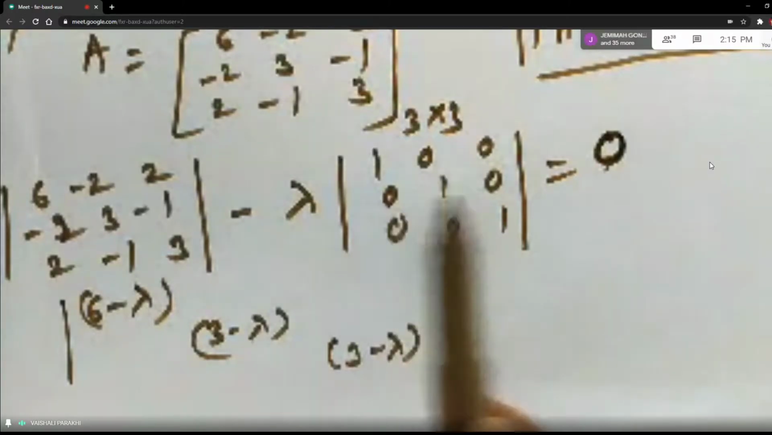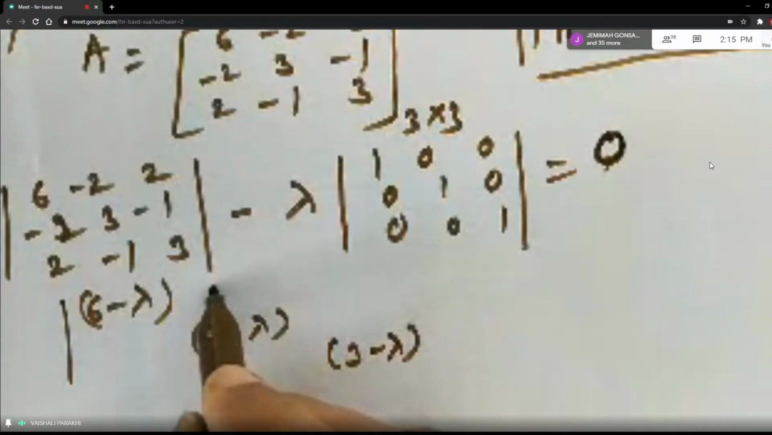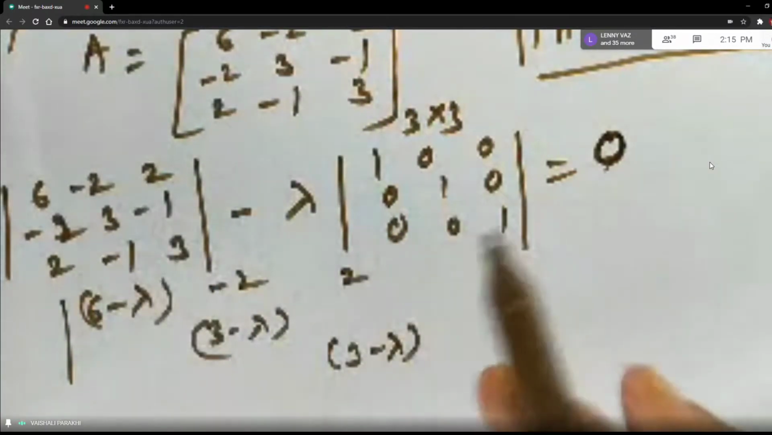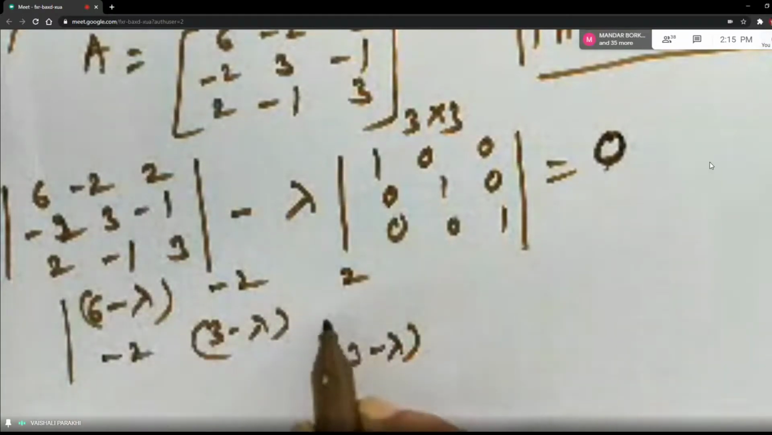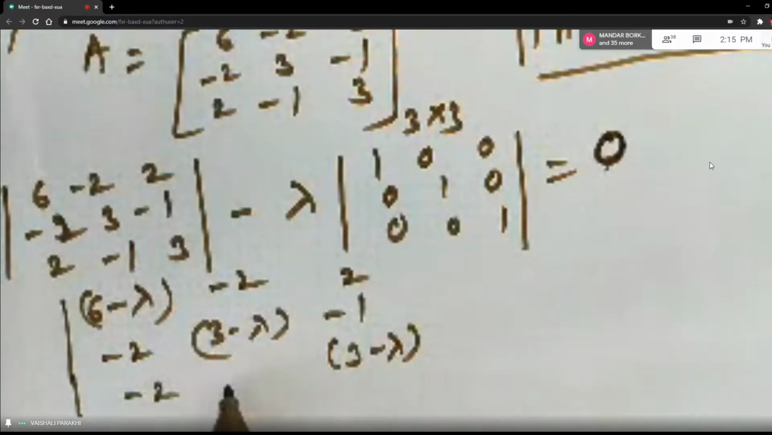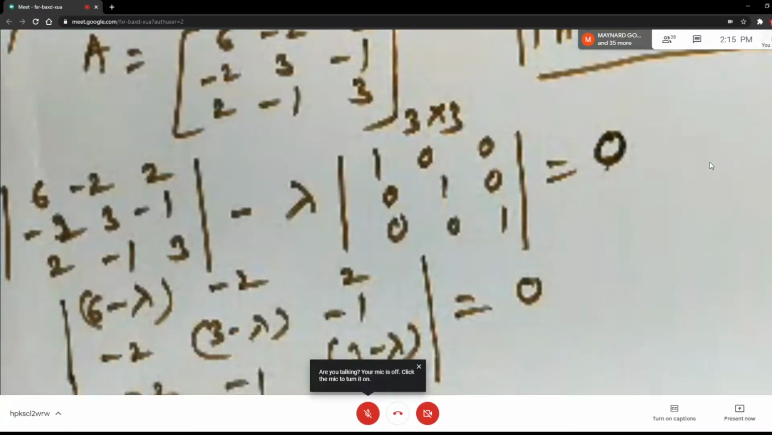All the remaining elements are 0, students. So lambda into 0 will become 0. So no need to subtract anything from this, because it will be minus 2 minus 0, 2 minus 0. It will remain same, right? So remaining numbers I am not touching at all. Okay? And this is equal to 0.